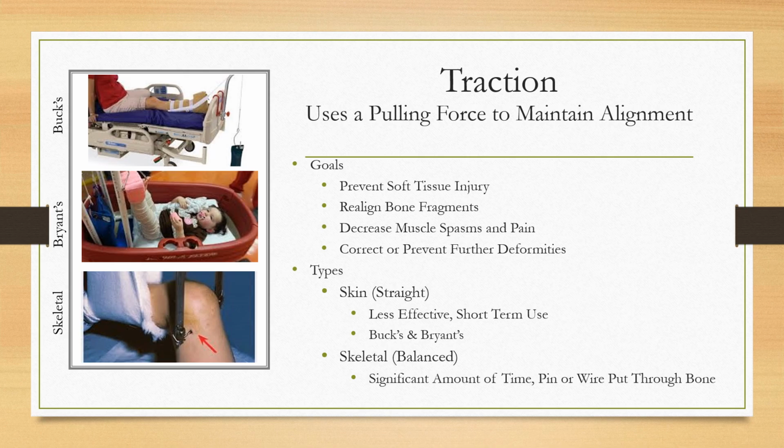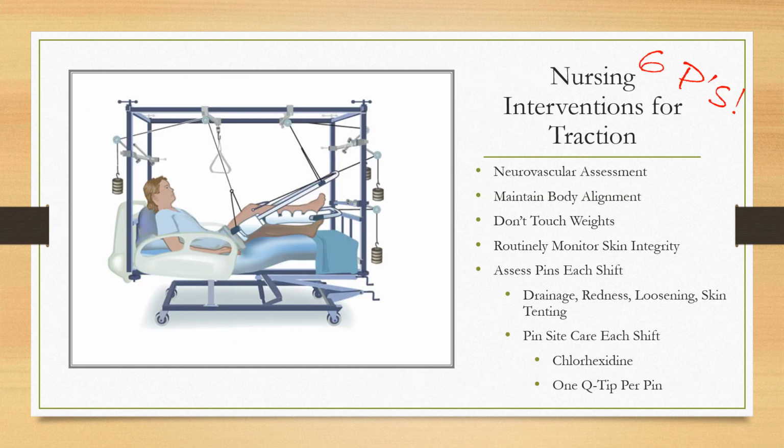Okay, the types of traction, well, there's traction that's right from the skin. And you can see a couple of examples there, Buck's traction and Bryant's traction. And then there's skeletal traction, which requires pins or wires that are put through the bone, and then the traction is applied from there. Okay, so I'm not going to spend too much time on this. It's in the book. Okay, we'll continue on.